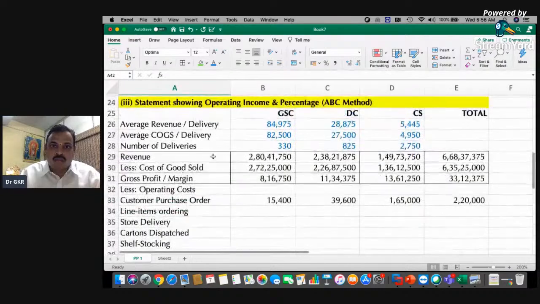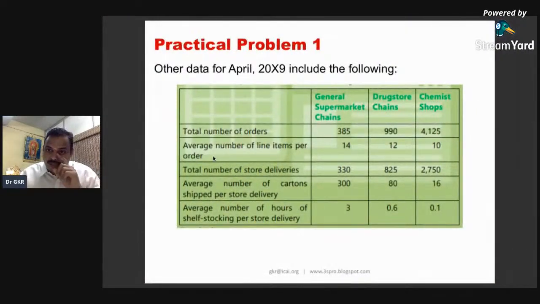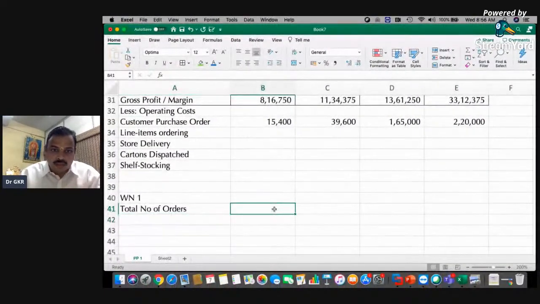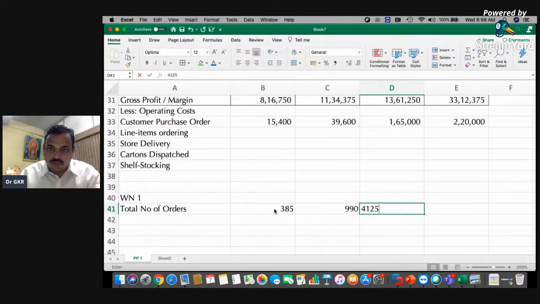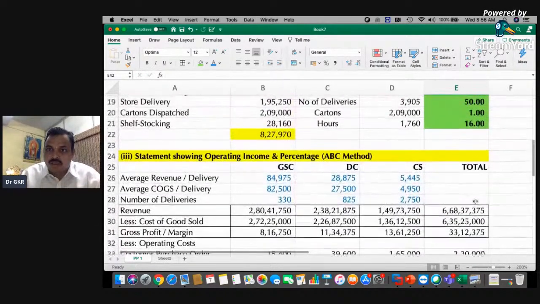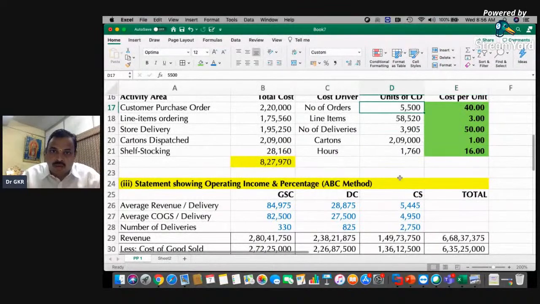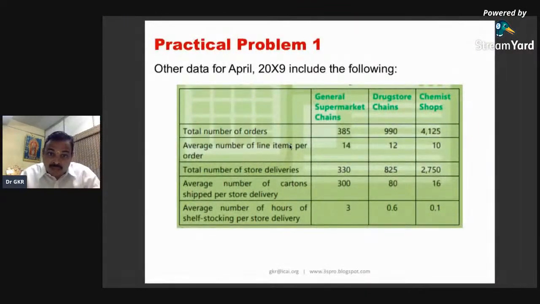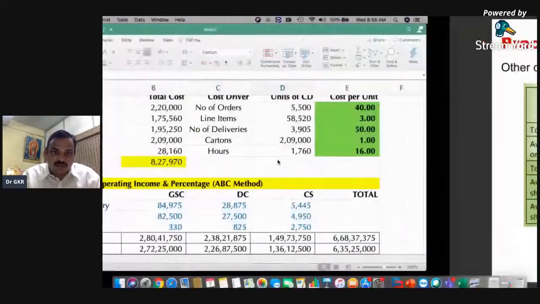So what is the total number of orders you have got for GSC? 385, 990 and 4125. So what's your total, guys? Your total is 5,500. So that is your denominator. Now, here, average number of line items per order.